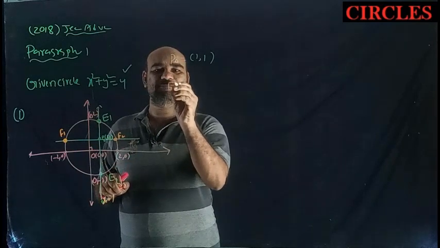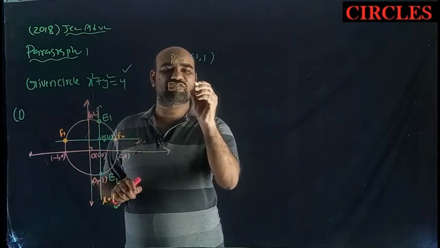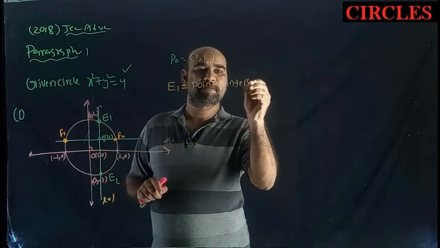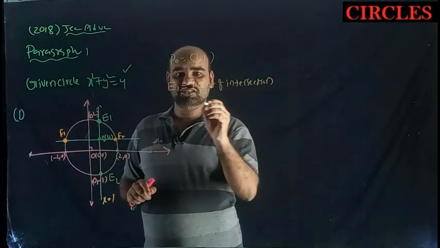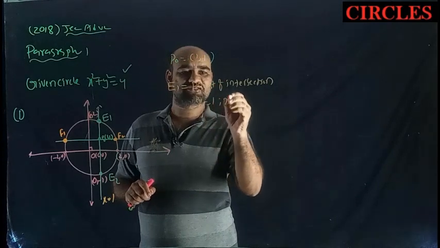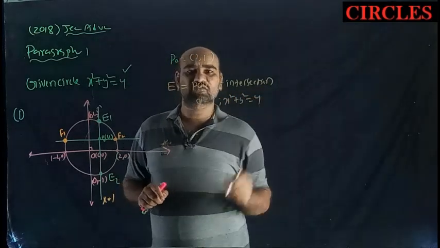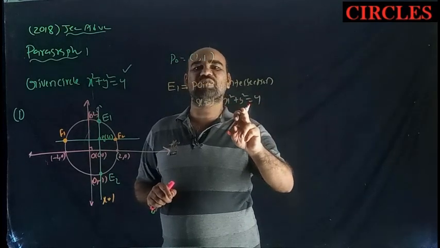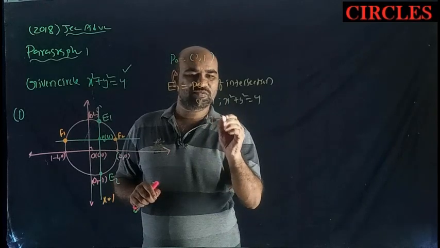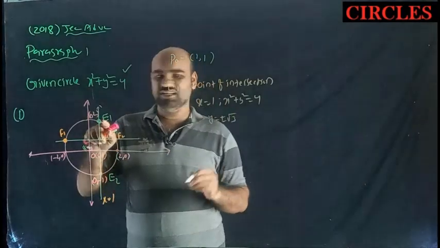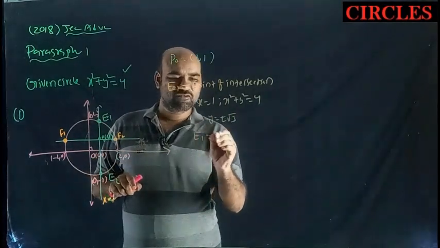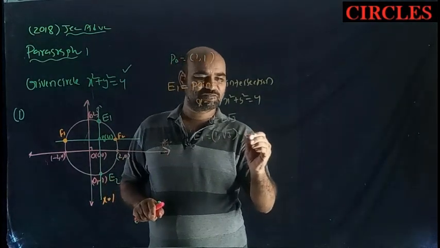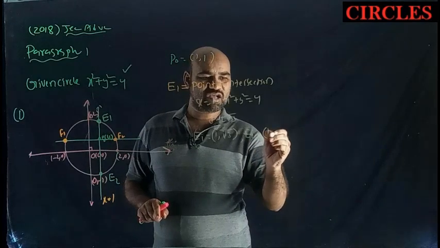So E1 is the point of intersection of the line x equal to 1 and x square plus y square equal to 4. Substitute 1 here: 1 plus y square equals 4, y square is 3, y equal to plus or minus root 3. Now I can say E1 coordinates are 1, root 3. So E2 coordinates are 1 comma minus root 3.